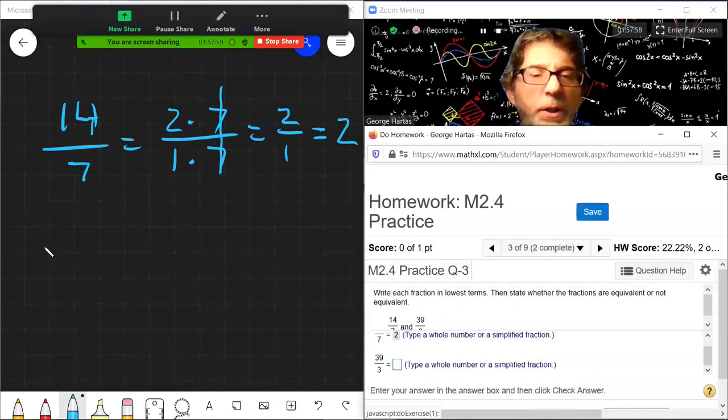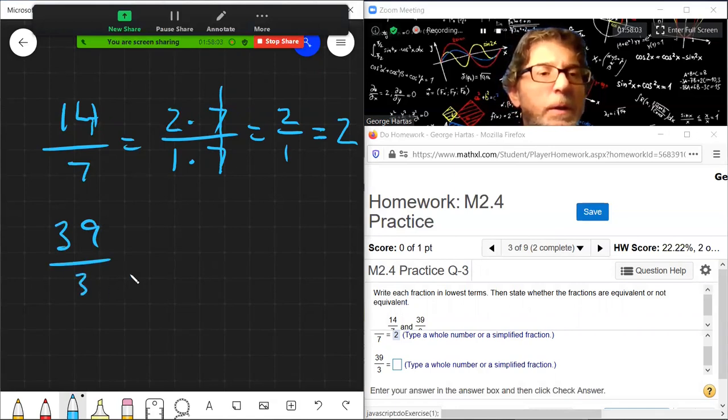Okay, then we got 39 over 3. So 39, it's not an easy number, but I know 3 goes into both. The reason I know that is because I'm using the divisibility rules, right? I know 2 does not divide into both. This is an odd number, so I'm going to try 3. And then 3 plus 9 is 12, using the divisibility rules.